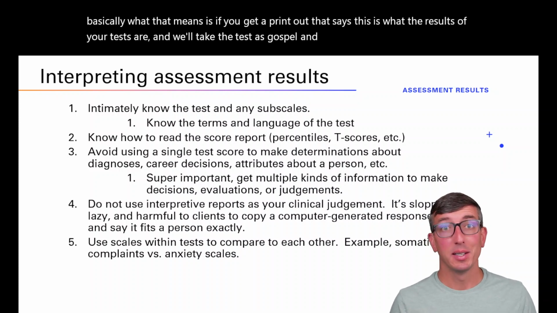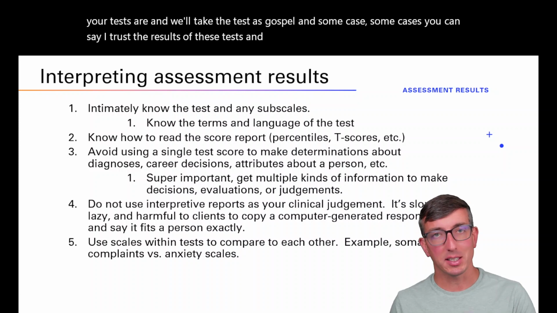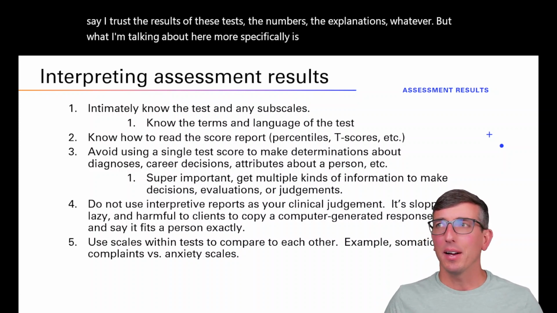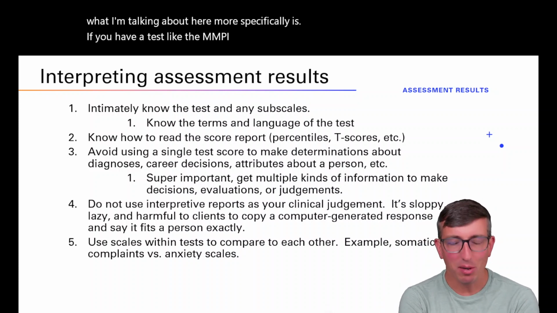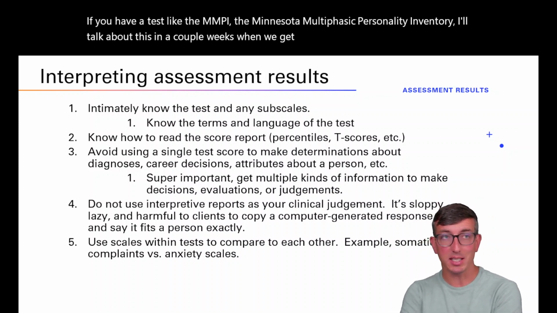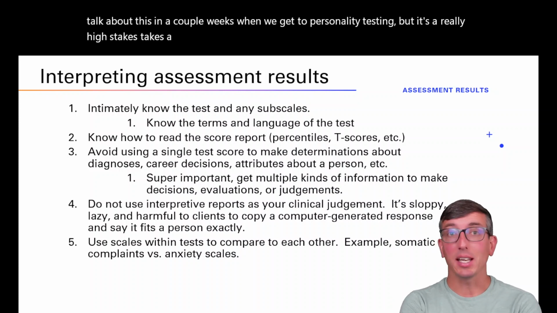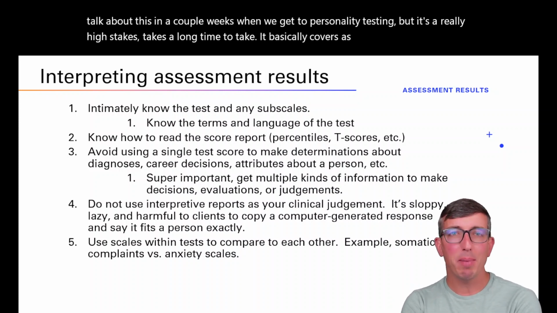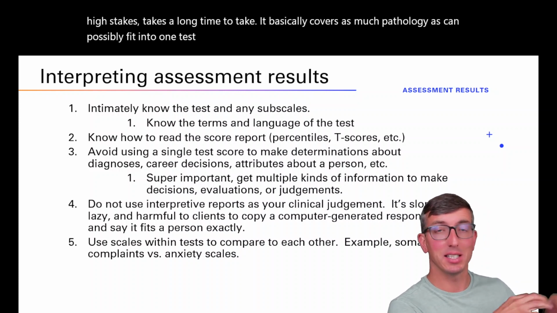In some cases you can say, I trust the results of these tests, the numbers, the explanations, whatever. But what I'm talking about here more specifically is if you have a test like the MMPI, the Minnesota Multiphasic Personality Inventory. I'll talk about this in a couple of weeks when we get to personality testing. But it's a really high stakes test, takes a long time to take. It basically covers as much pathology as can possibly fit into one test that relates to the DSM.